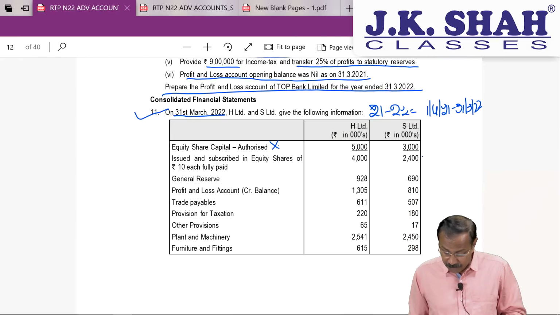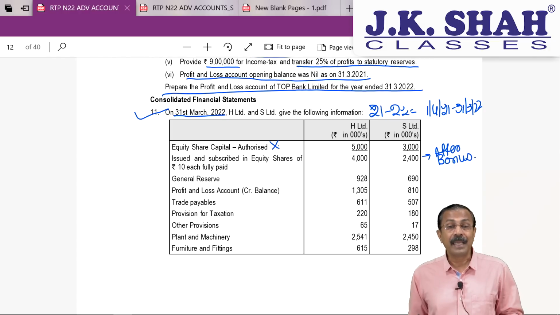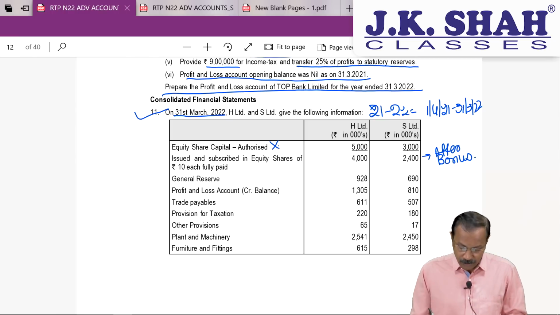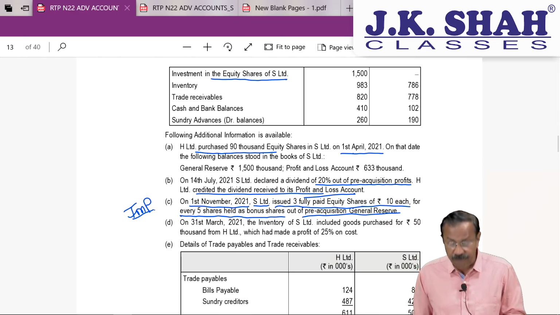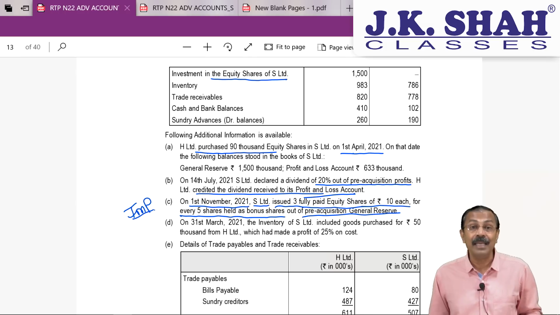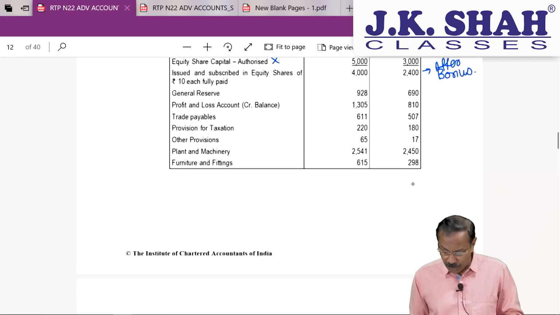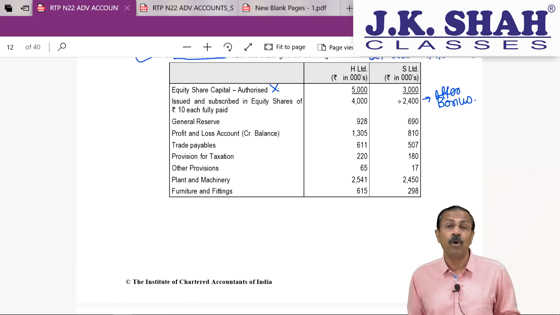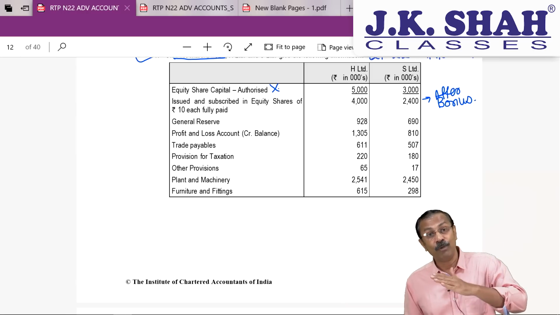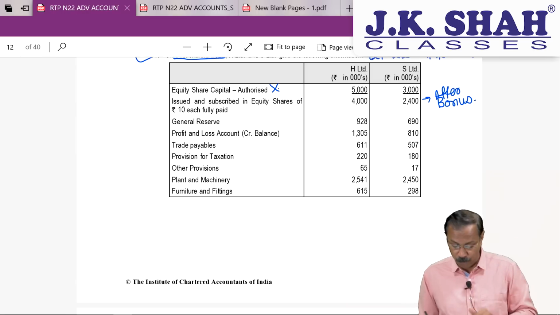This capital which is given is after bonus. Share capital is as on 31st March 22. This is after bonus, remember. Whereas shares were acquired on the very first day before bonus. How many shares they had acquired? 90,000. But remember that 90,000 is not out of the 2,400. You have to be careful. This is after bonus. Shares were acquired before bonus, remember.